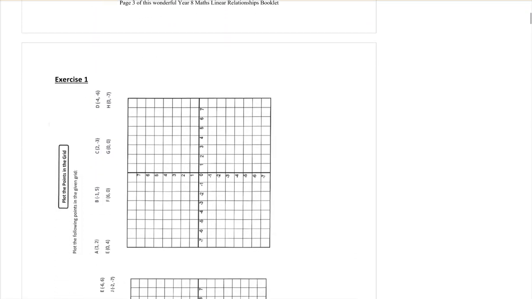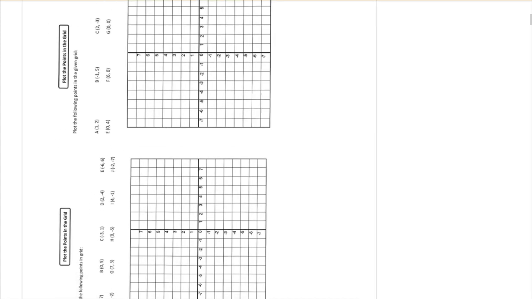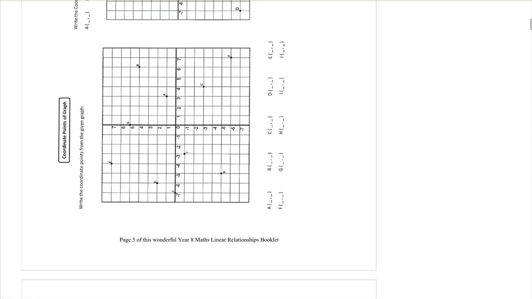On the next page, exercise 1, this is where you start. So the first page is you plotting the points on the Cartesian plane, and then the second part is reading the coordinates off of the Cartesian plane.